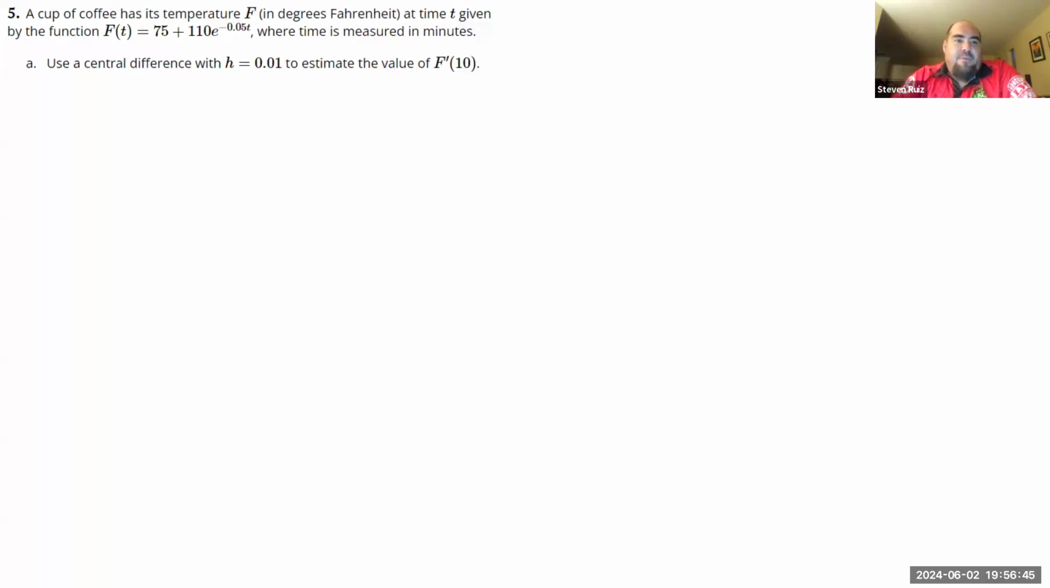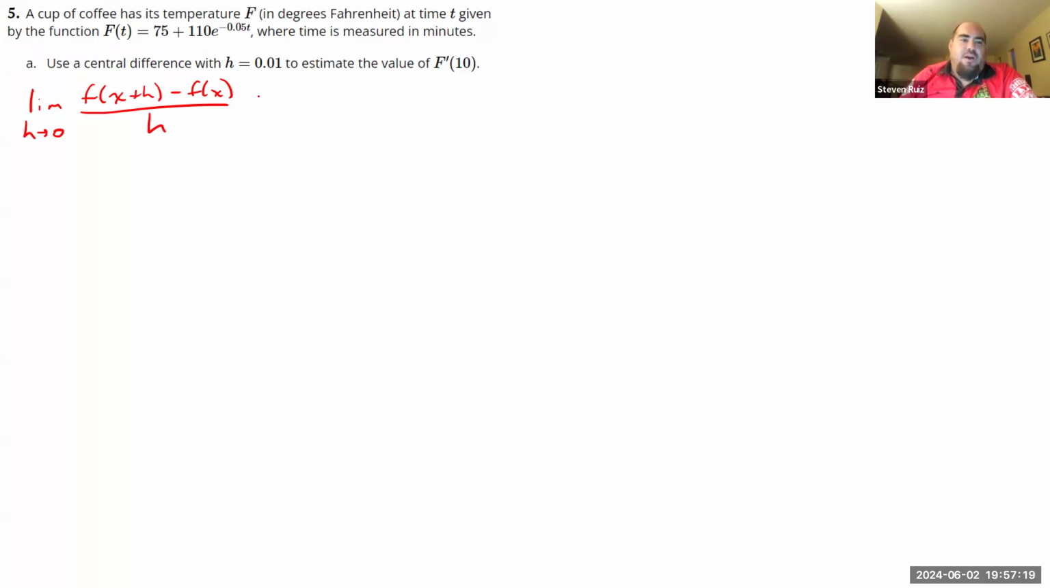First, we're being asked to find the derivative of this function f, specifically at the value of 10, and we're going to use a central difference. So let me write down the more common limit definition of the derivative, which is not a central difference, but I will show you how we modify one to get the other. The limit as h goes to 0 of f of x plus h minus f of x over h. Again, this comes back from a slope calculation.